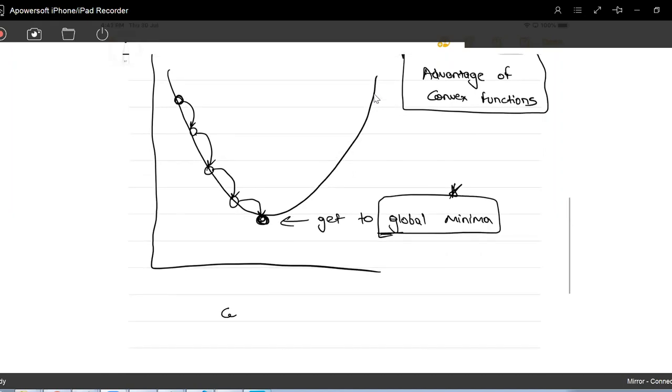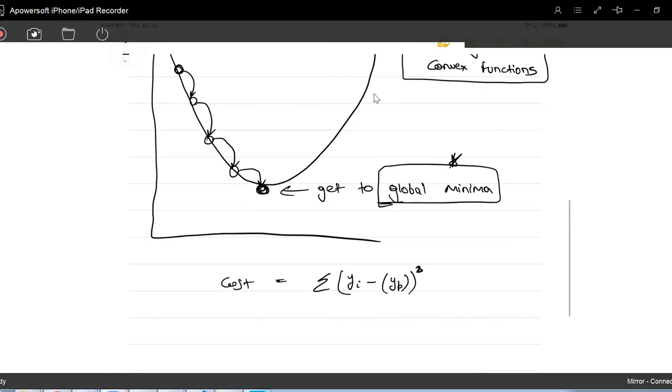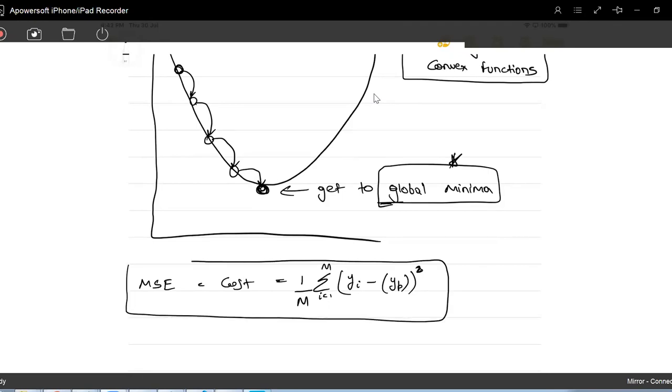Okay, so the cost function for linear regression, what was that? Summation of yi minus y predicted, whole square. I was also dividing it by m, where m is the total number of samples that I have, and i goes from 1 to m. This is also known as the mean squared error. This is the cost function that I'm using over here.